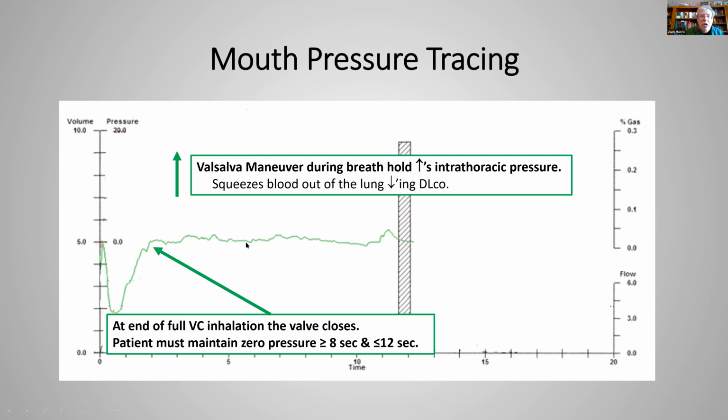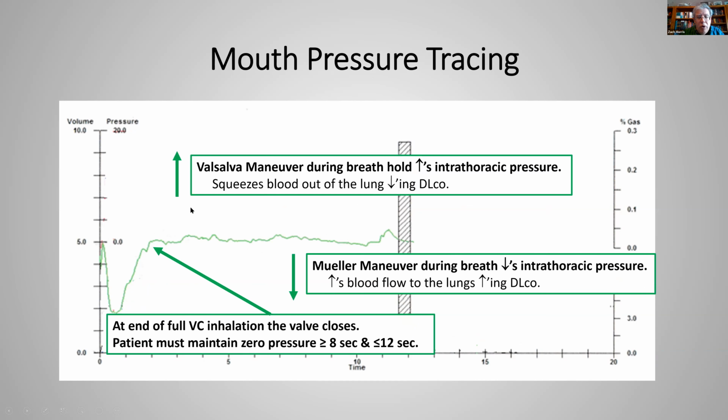You don't want to be sucking or blowing on the valve, creating a Valsalva maneuver, because that squeezes blood out of the lungs and it decreases the diffusion. You don't want this curve to be going downward, a Mueller maneuver, because you're sucking on that closed valve, and that's going to decrease your intrathoracic pressure, increase blood flow to the lungs, and that increases your diffusion. It's the phenomenon we see in patients with acute COPD attacks or asthma. They have artificially elevated diffusions because they're sucking real hard against narrow airways, making more blood rush into the lungs.